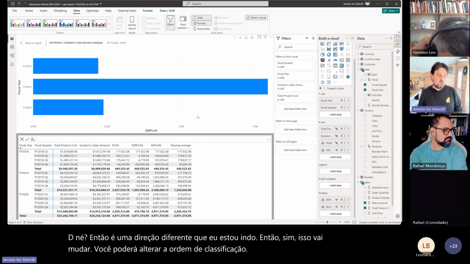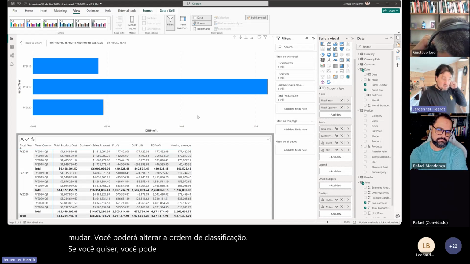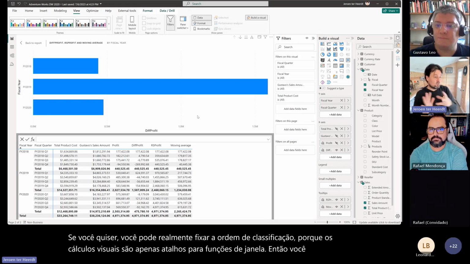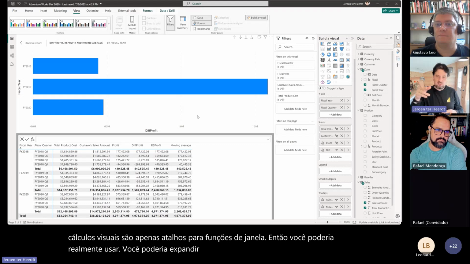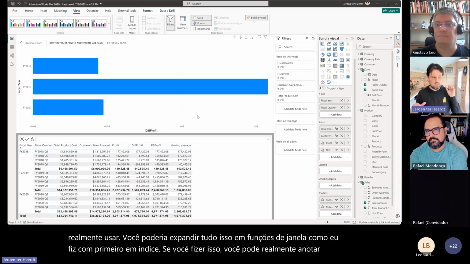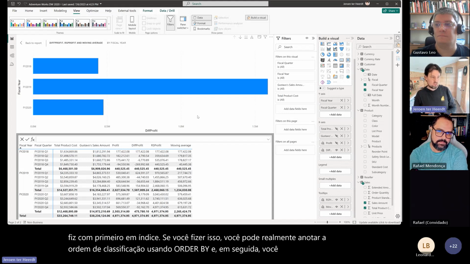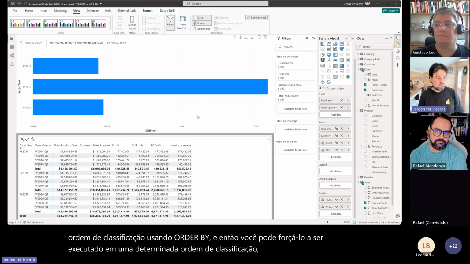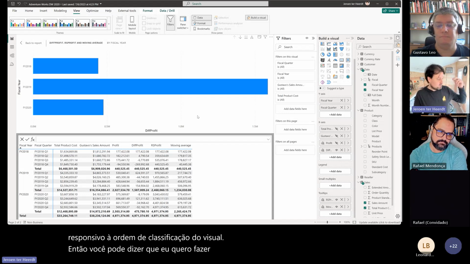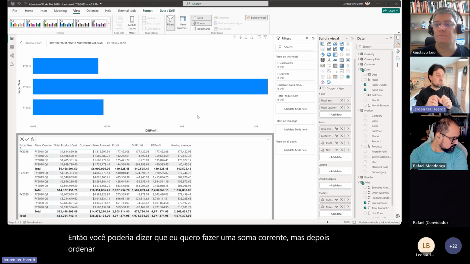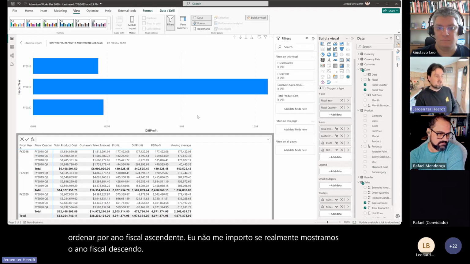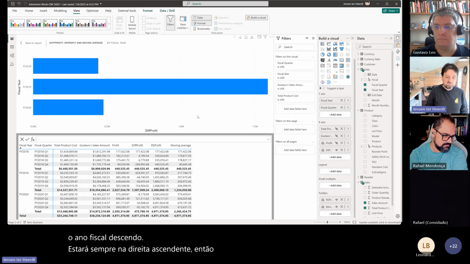If you wanted, you could actually pin down the sort order, because visual calculations are just shortcuts to window functions. So you could expand all of these into window functions, as I did with first, into index. If you do that, you can write down the sort order using order by, and then you can force it to run in a certain sort order. So then it's not responsive to the sort order of the visual. You could say, I want to do a running sum, but ordering by fiscal year ascending. I don't care if we show fiscal year descending, it will always be ascending, right? So that's a way you could pin it down.